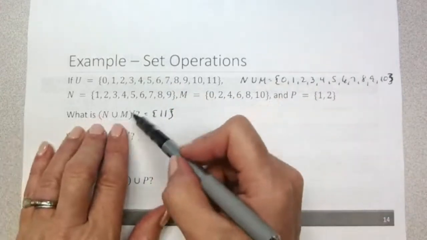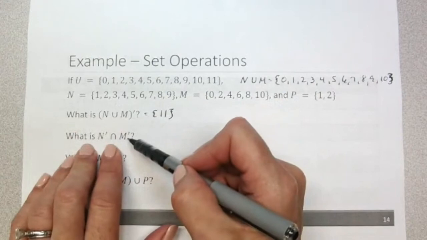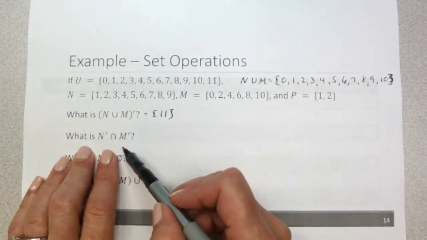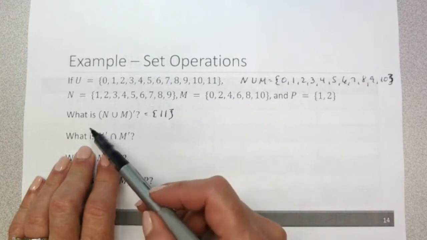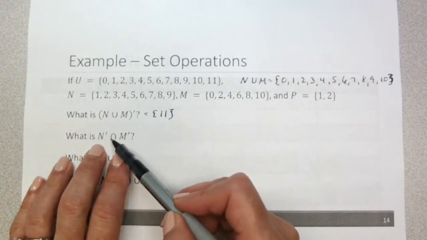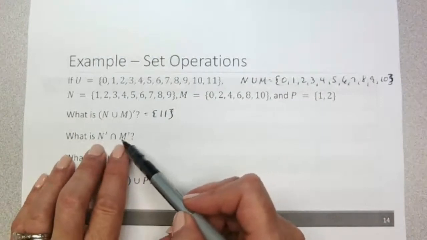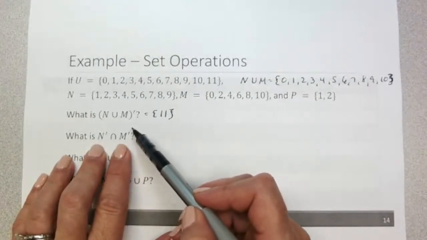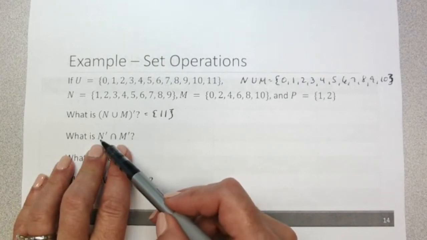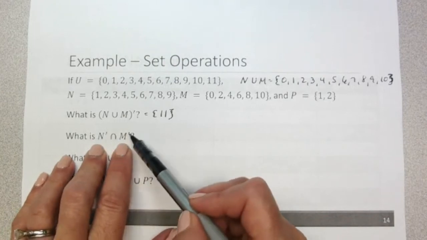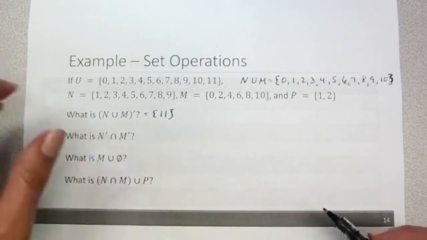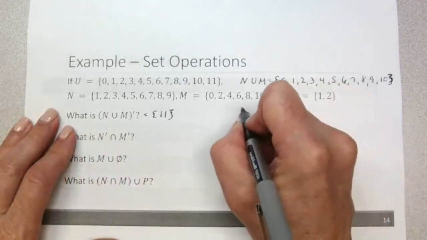Now compare that operation with the next one. The next one is saying something similar but different. It's saying, what is the complement of n intersected with the complement of m? Okay, so before I can intersect the complement of n and the complement of m, I need to know what they both are, don't I? Well, let's find them. We'll write them over here.